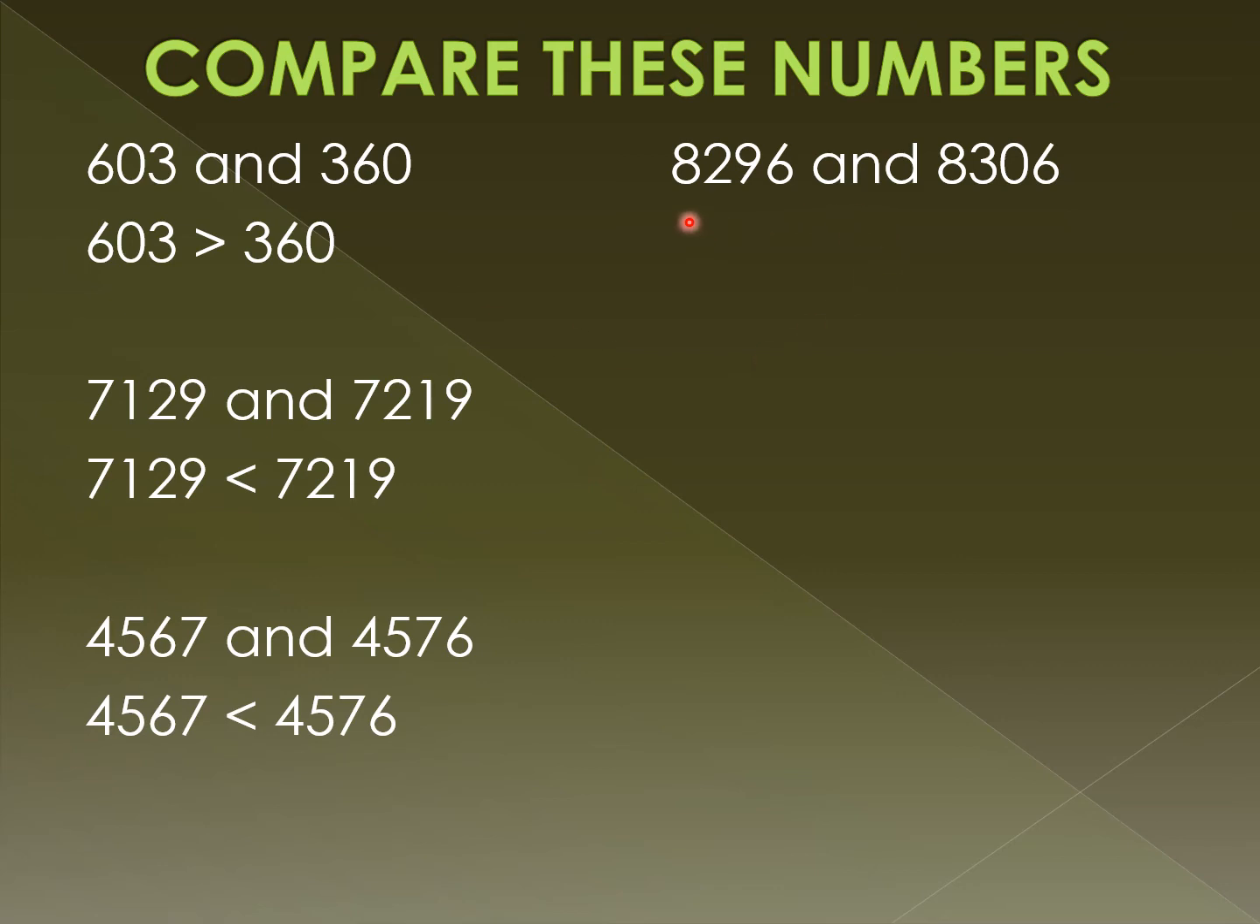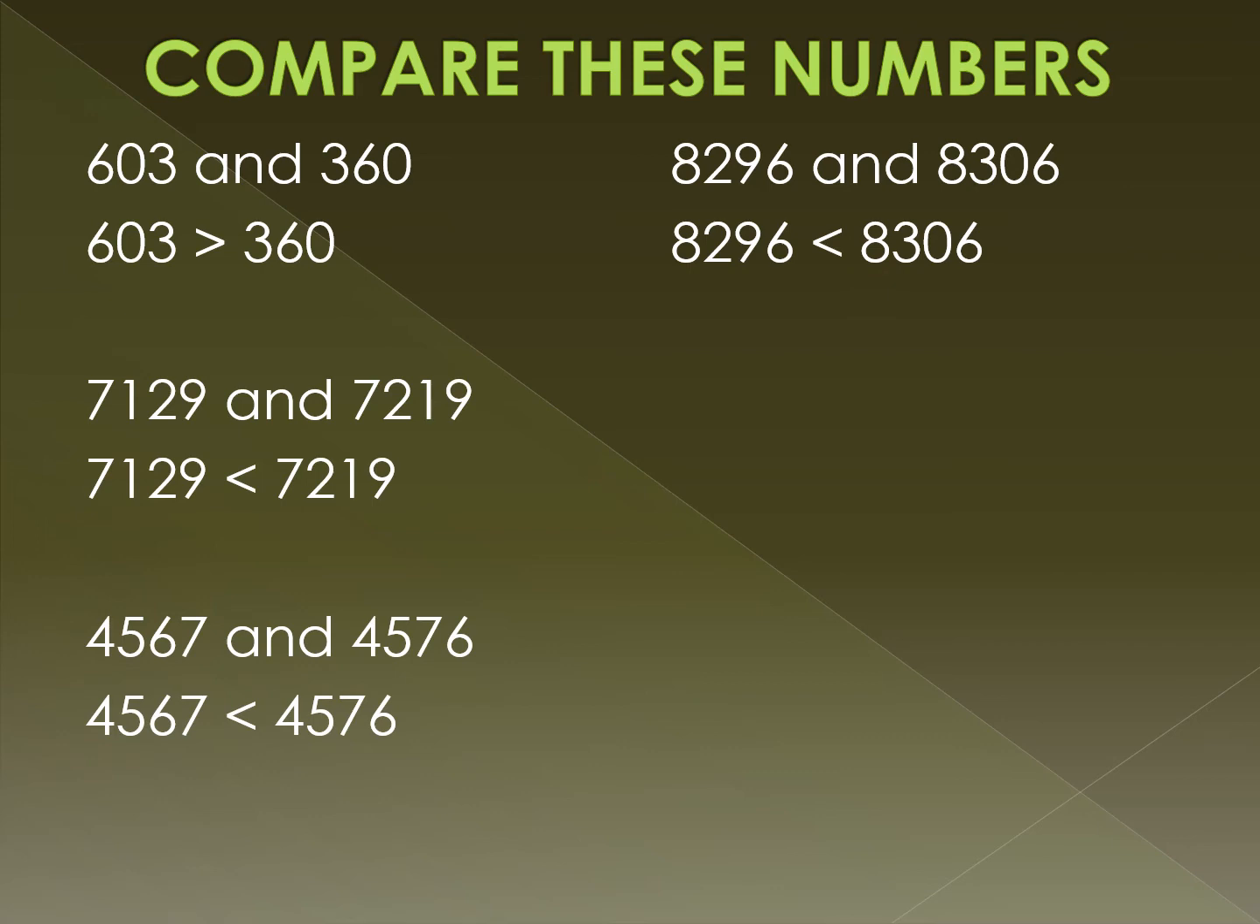Let's look at another example. Let's compare 8,296 and 8,306. Again, we compare the leftmost digits, 8 and 8. Since they are equal, we move on to the next digit. Here, the next digit is 2, and here, the next digit is 3. Clearly, 2 is less than 3. Hence, 8,296 is less than 8,306.